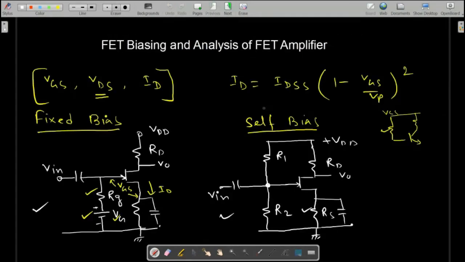To calculate any parameter, you can take help of this equation, and also you can apply KVL at the output side if you are interested to find out the value of VDS for a given value of ID and all those things. So the input side equation is this one, ID equal to IDSS into this, and for the output side, you can apply KVL. With the help of those equations, you can calculate the required parameter. Suppose for a given value of VGS, you need to calculate the value of ID and VDS. With the help of this equation and output side KVL, you can calculate that.